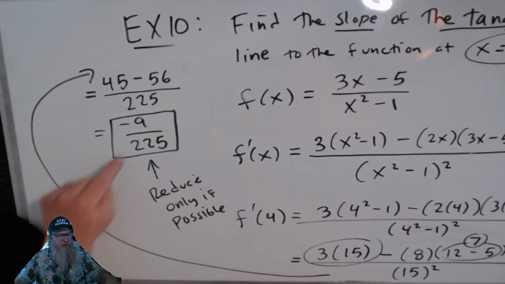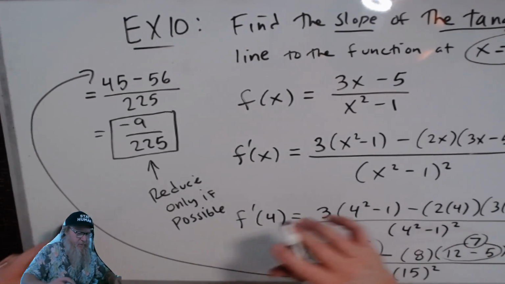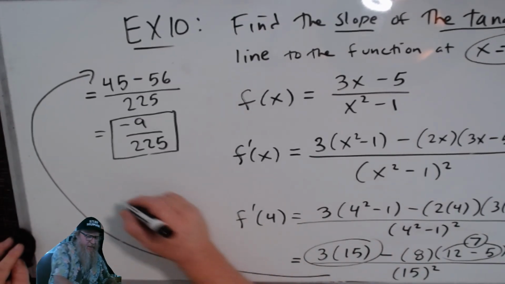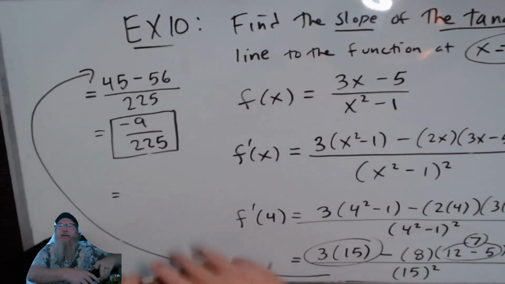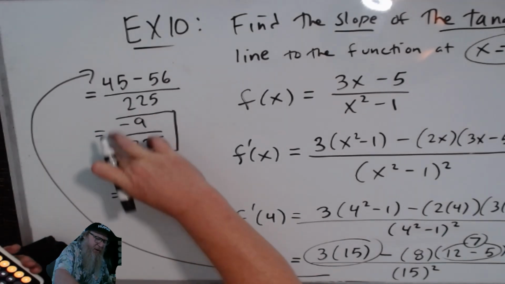It's not possible. 9 and 225 don't have, or do they? Oh, shoot. It is possible. I got to go one more step. I'm going to break out my calculator. 225 is divisible by 3. Oh, it's divisible by 9. 225 divided by 9. It's totally possible. Don't box it yet.